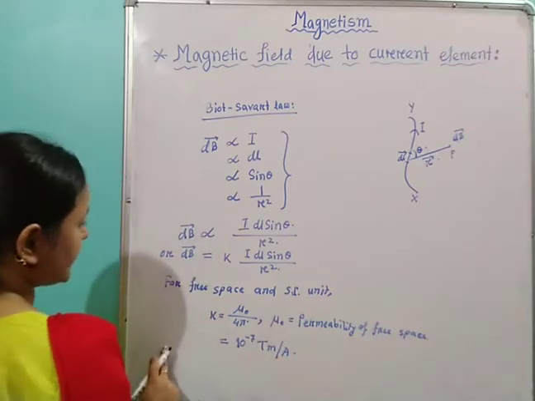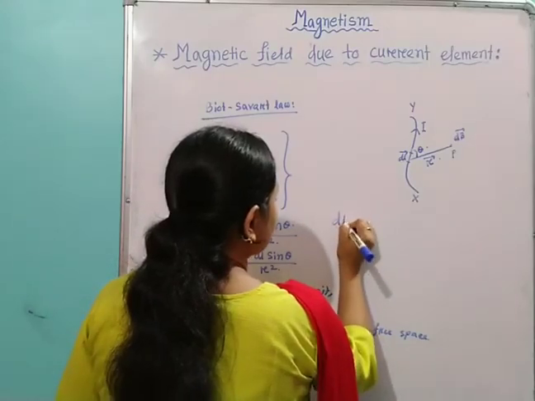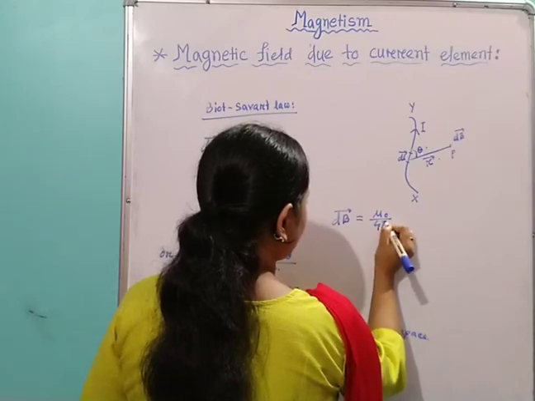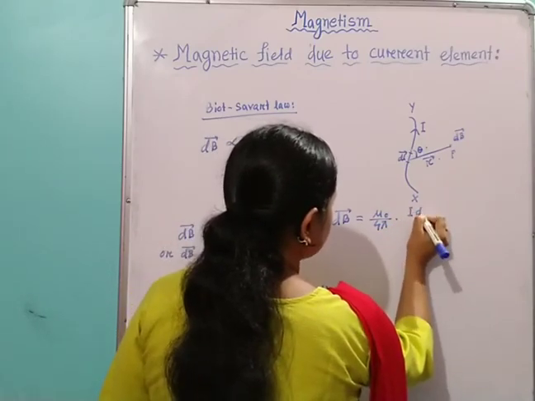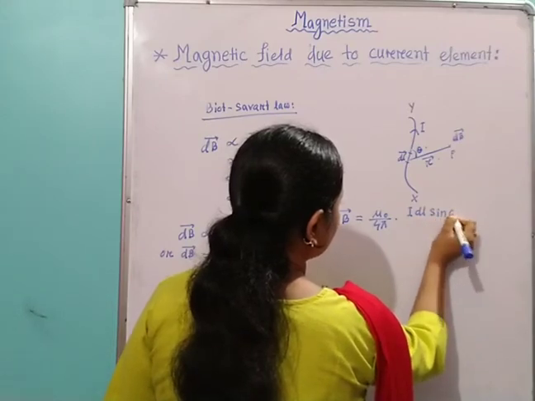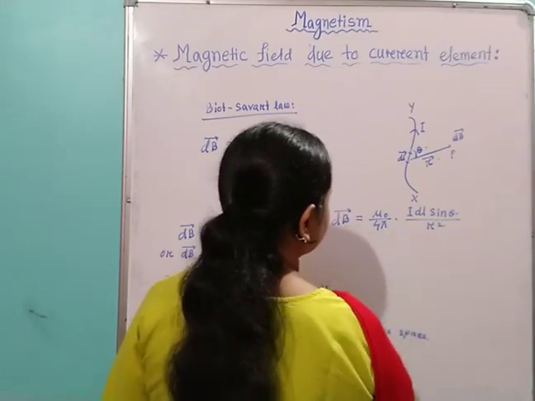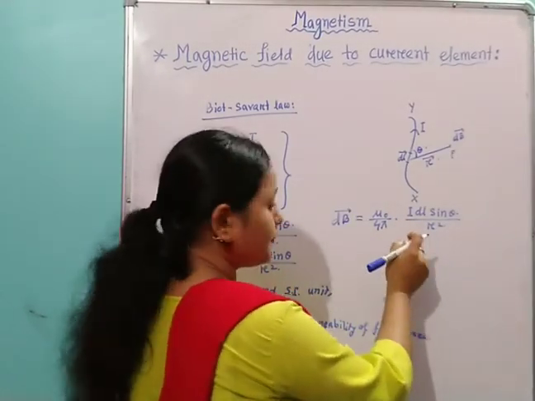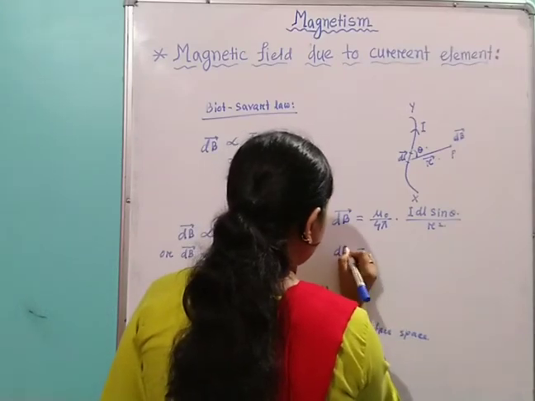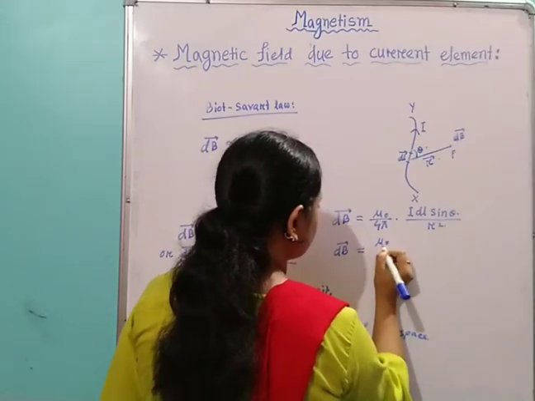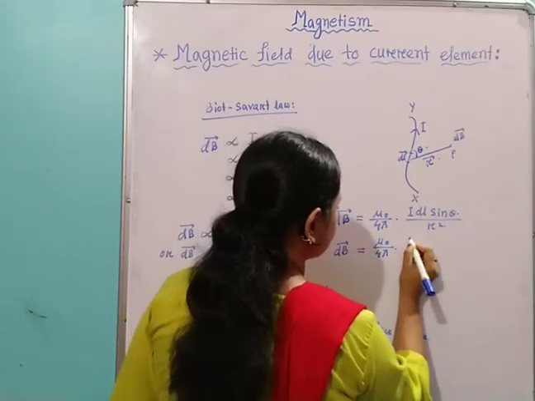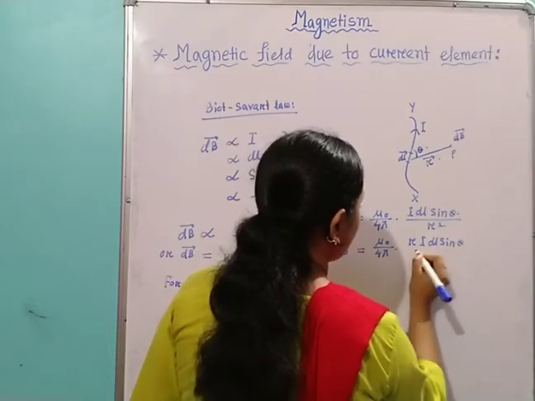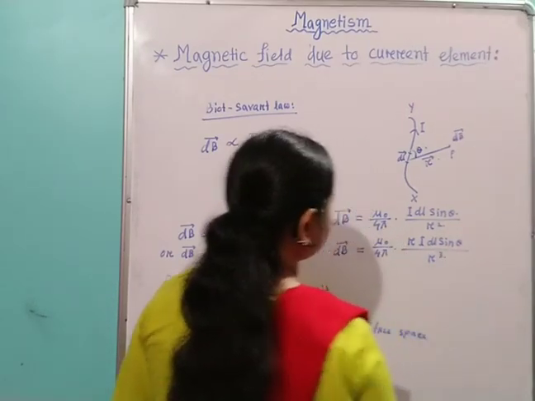So, in SI unit, the expression of the Biot-Savart law is dB is equal to mu naught by 4 pi I dl sin theta by r square. And if we multiply numerator and denominator by r, then the expression is mu naught by 4 pi r I dl sin theta by r cube.